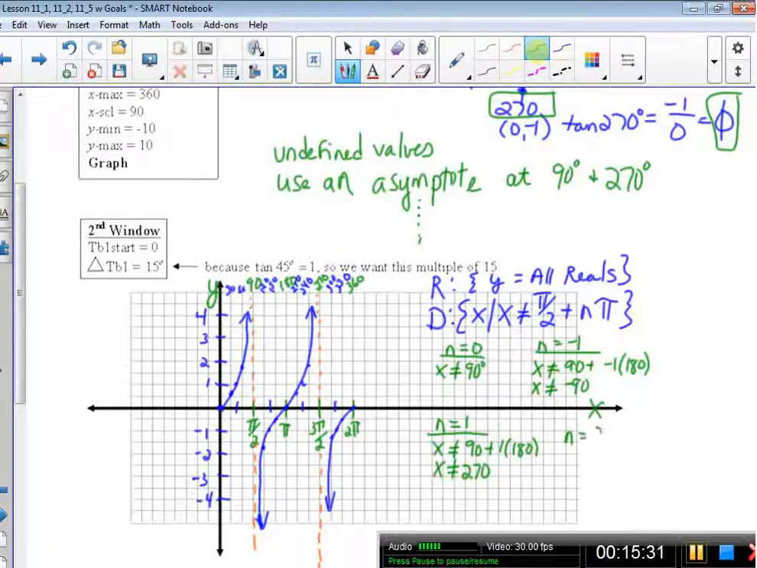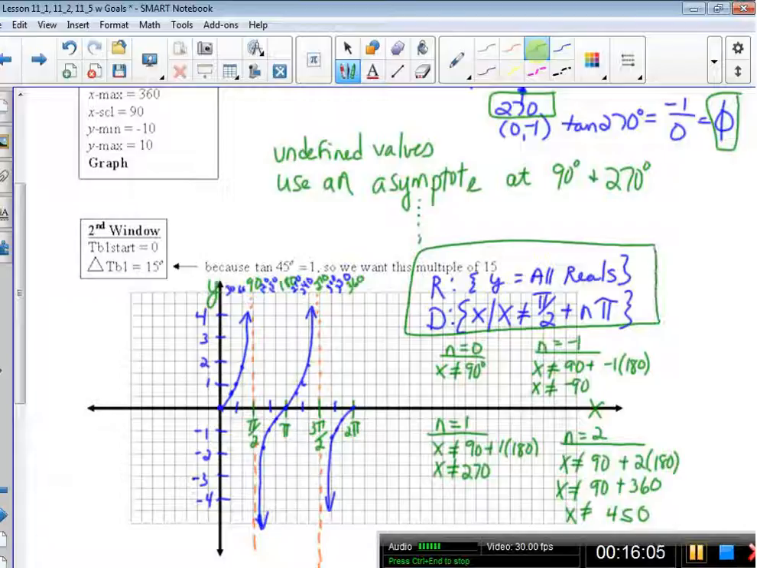If n was equal to 2, x would not equal 90 plus 2 times 180, which is x would not equal 360 plus 90, which would be 450. So it is starting at 90 and from there going 180 in either direction. So this is the range and the domain for tangent. Okay, that concludes tonight's lesson.